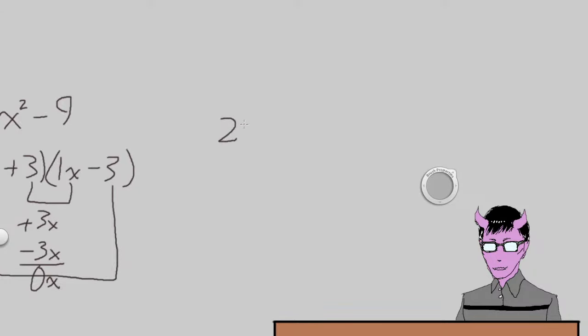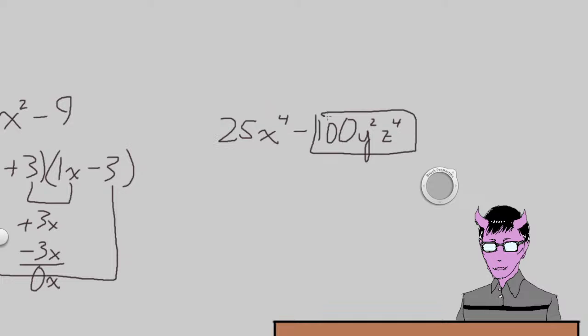Another situation, we have 25x to the power of 4, and this is going to be minus 100y squared, and then z to the power of 4. Learn to recognize the difference of two squares. 25 is a perfect square. x to the power 4 is a perfect square. 100 is perfect. This is an even exponent, so that's a perfect square. Even exponent, so that's a perfect square. There's a difference between perfect square number 1 and perfect square number 2. So we can factorize this as a difference of two squares.